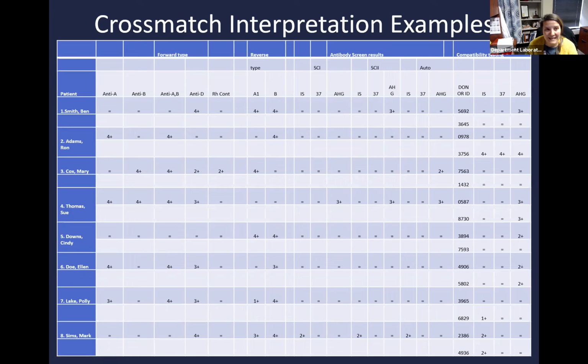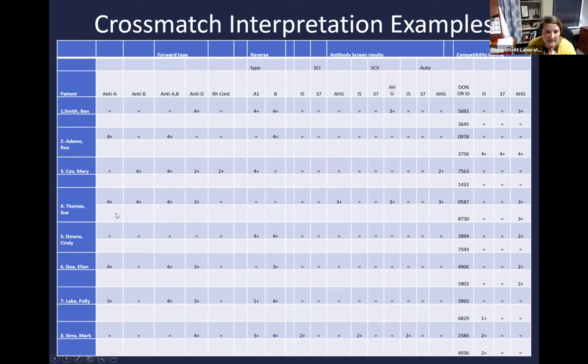When your recipient has a positive DAT, it doesn't affect the cross matches, okay? When the donor has a positive DAT, that's when it could cause incompatibility in our cross matches, okay? So this is a really good example of a recipient having a positive DAT.